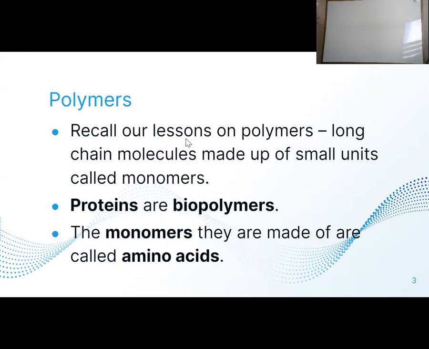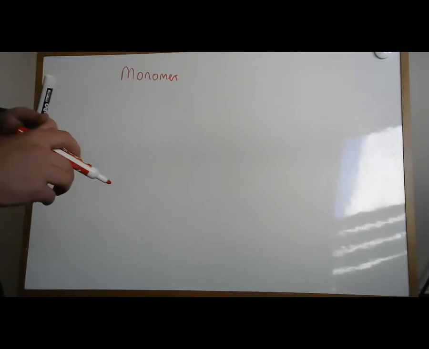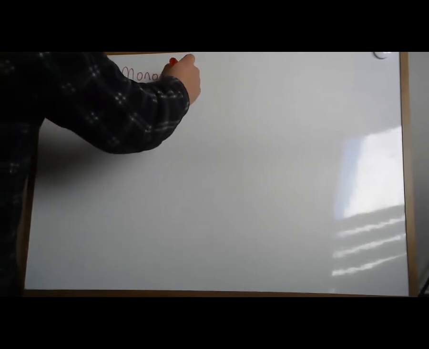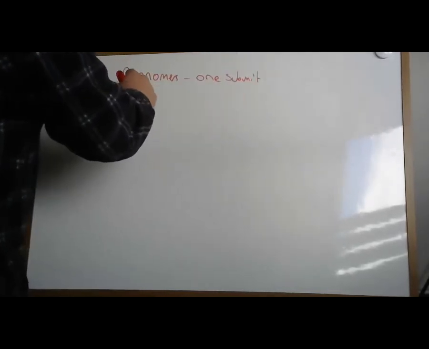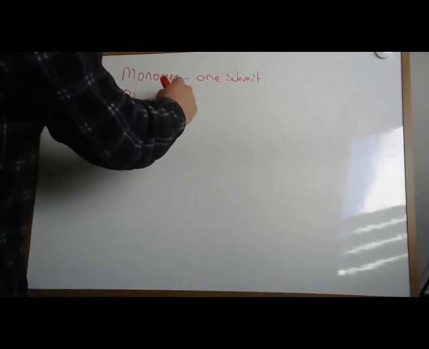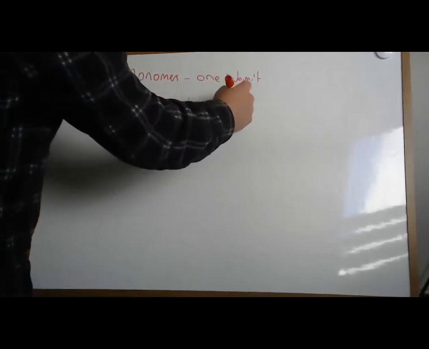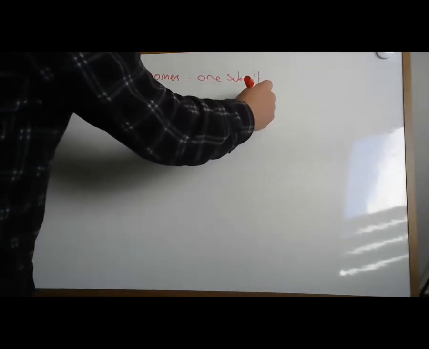So polymers, we have monomers. Hopefully you're reading along with the slides because I'm going to stop sharing so you can see the whole whiteboard. So monomers, 1 subunit. Polymers, made up of monomers. Many monomers.